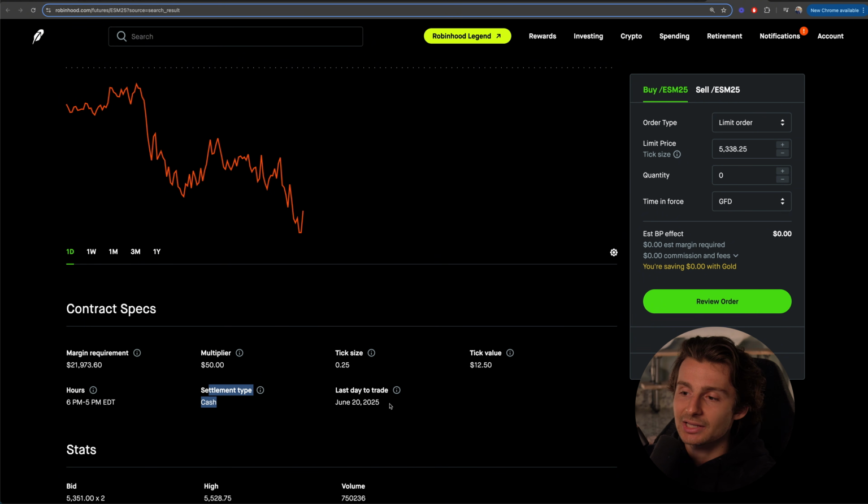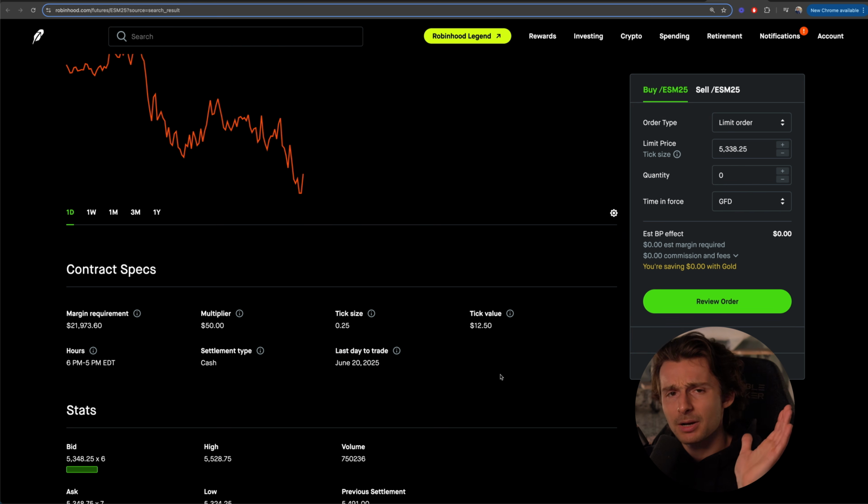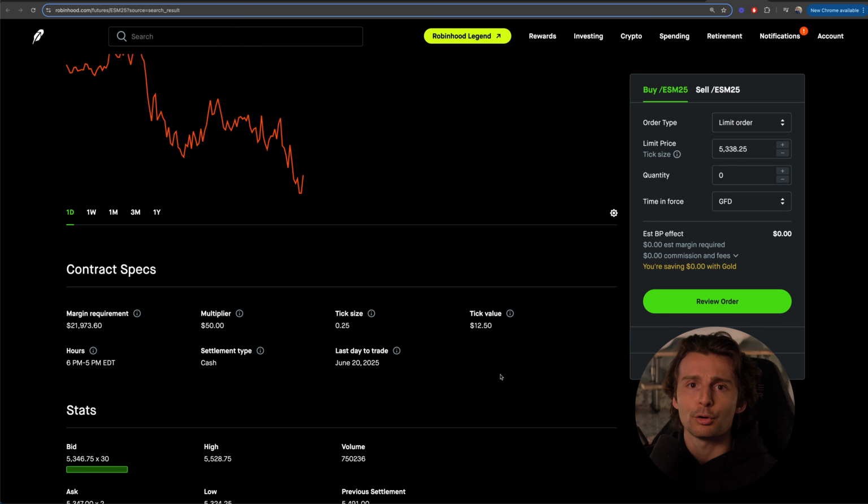Settlement type is cash, and the last day to trade is June 20th. So this is all you have to worry about. When you're on this page, the last day to trade is June 20th, 2025, meaning you cannot hold this contract beyond that. You can still trade it, but just make sure that by the end of the day there, you are not holding this contract, okay? And I believe Robinhood has stops in place to make sure that they'll take care of that for you, or they'll alert you of that.